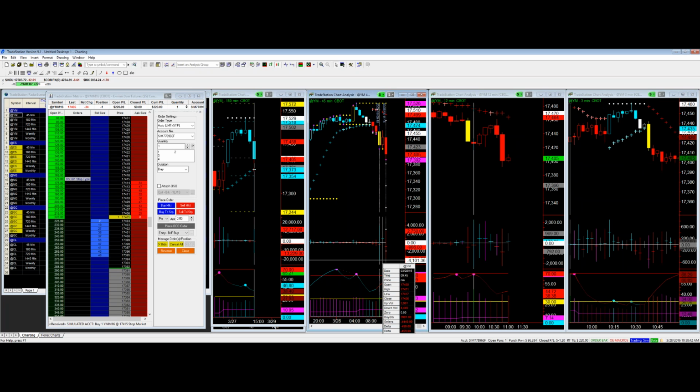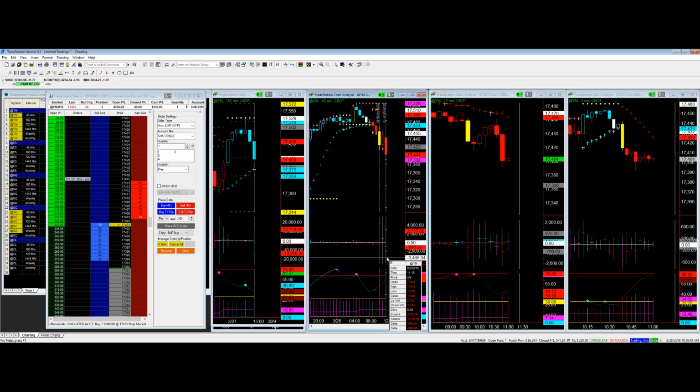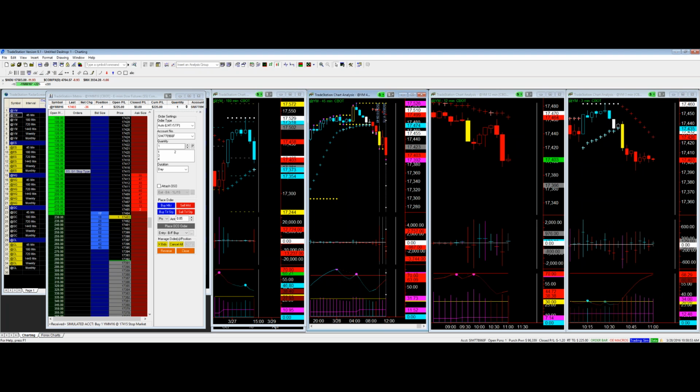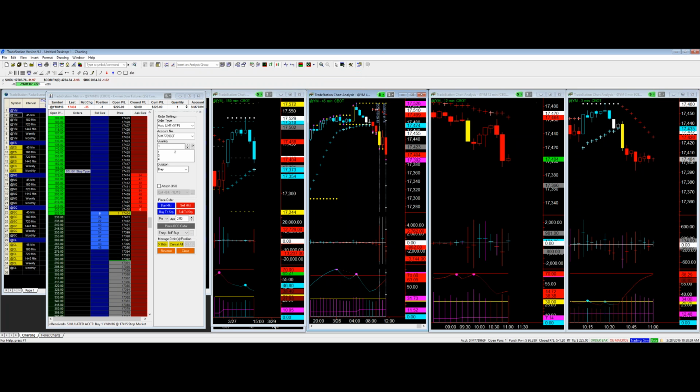Total volume on this is about 8,000. On this one, about 6,500. I don't really pay attention to the numbers, but if you want to look at the numbers, they're there.